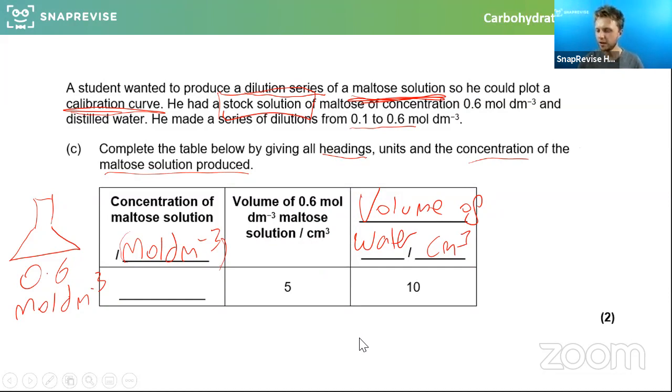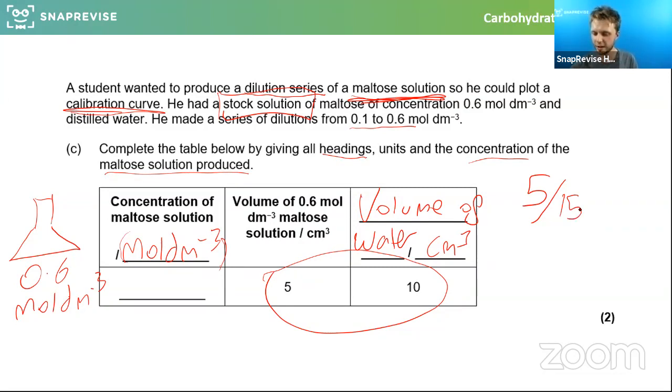What you basically need to do is firstly work out how much of this overall solution is my maltose. I know that 5 units of it are maltose out of a possible 15. So 5/15ths of it is maltose. I would always tend to turn this into a decimal, because I don't like all these fractions. So that equals 0.33. Out of my little pot that I have just made, 0.33 of it is going to be maltose.